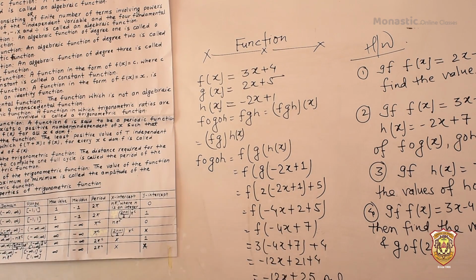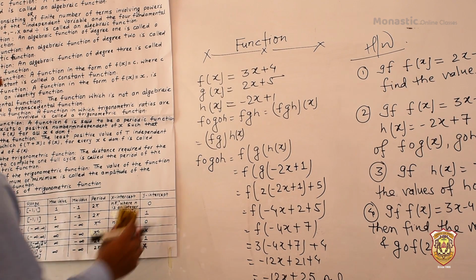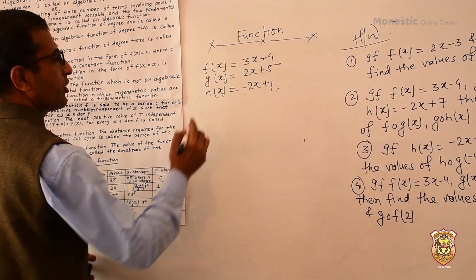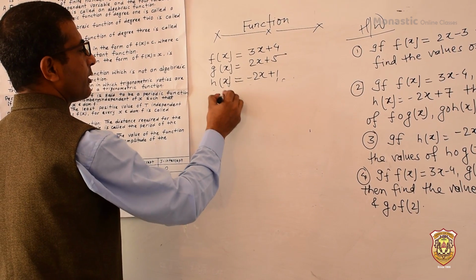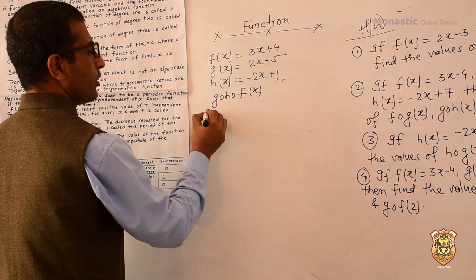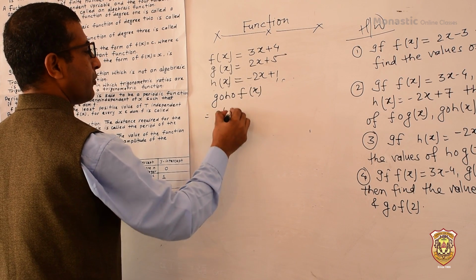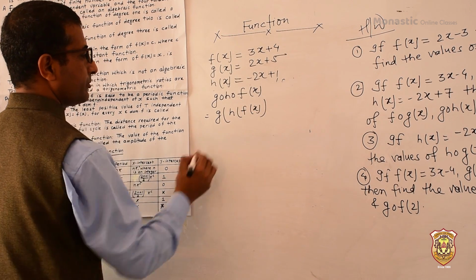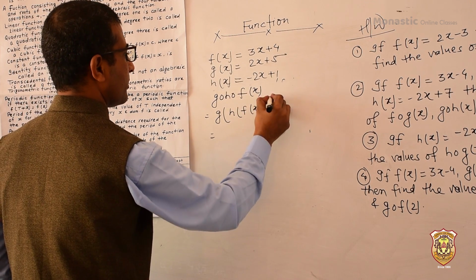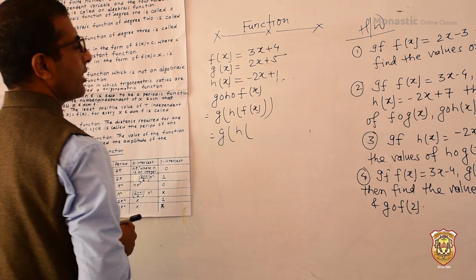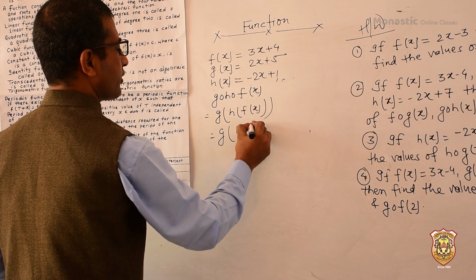If it is written in a different order, g circle h circle f, the same thing we have to do. First write inside the bracket, f of x is 3x plus 4.